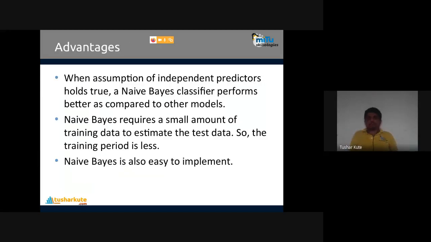There are some advantages that we are having. When the assumption of independent predictors holds true, a naive Bayes classifier performs better as compared to other models. Even it requires a small amount of training data to estimate the test data. So training time is very less. And this is a core classifier. Only classification is possible by using naive Bayes classifier. So it is easy to implement.